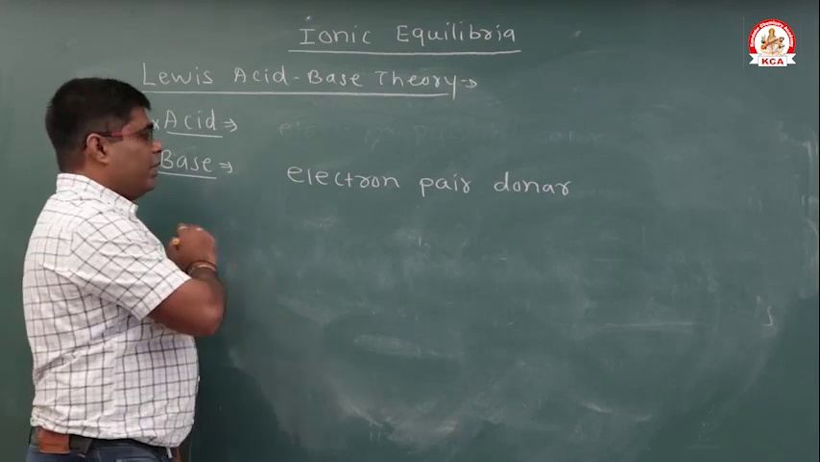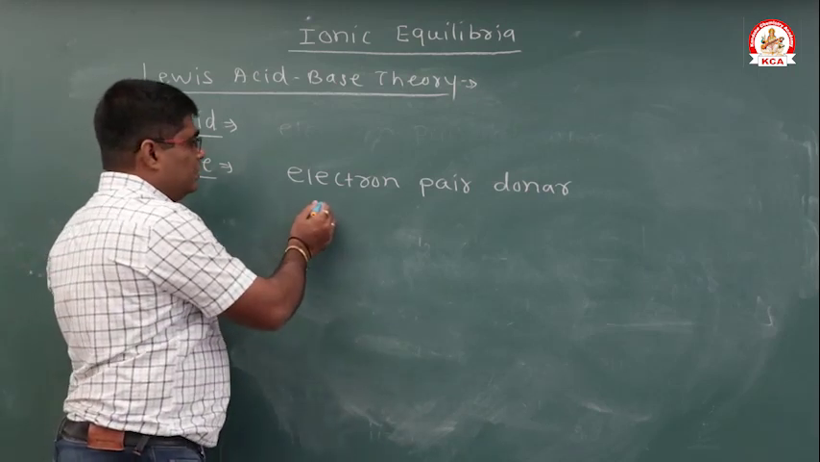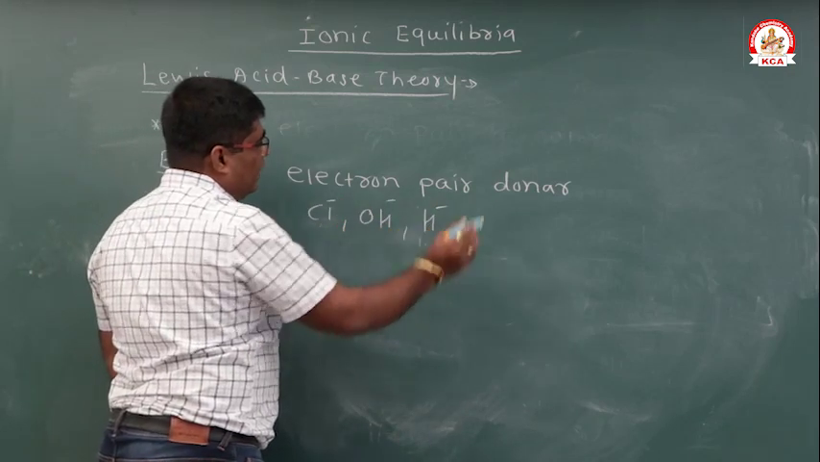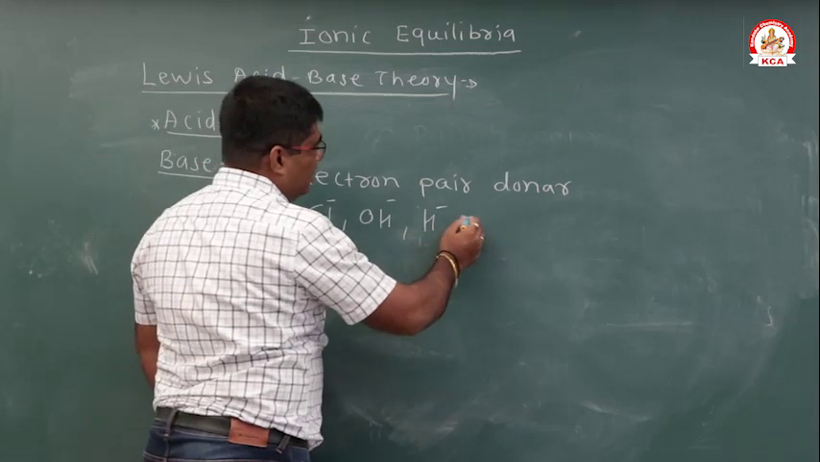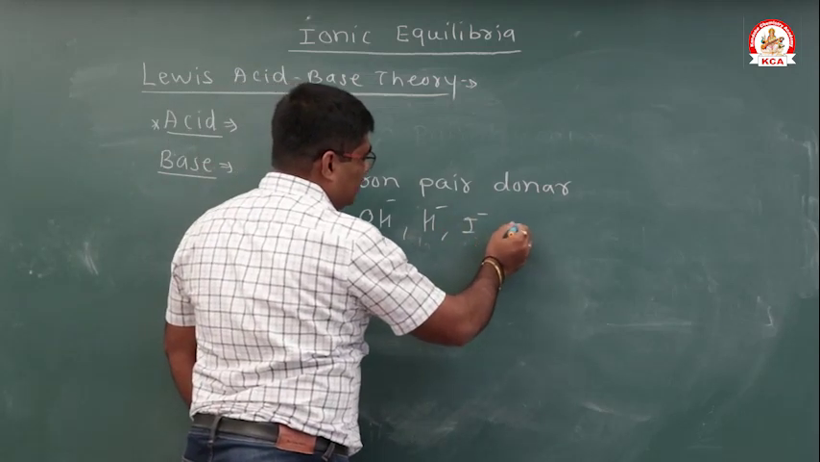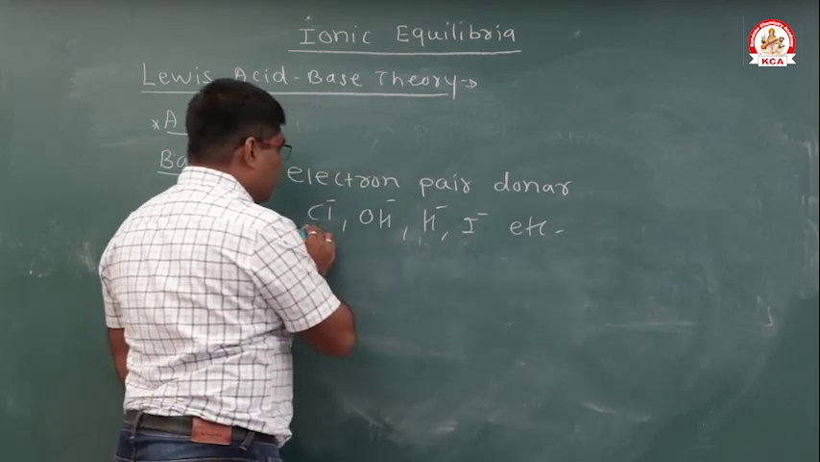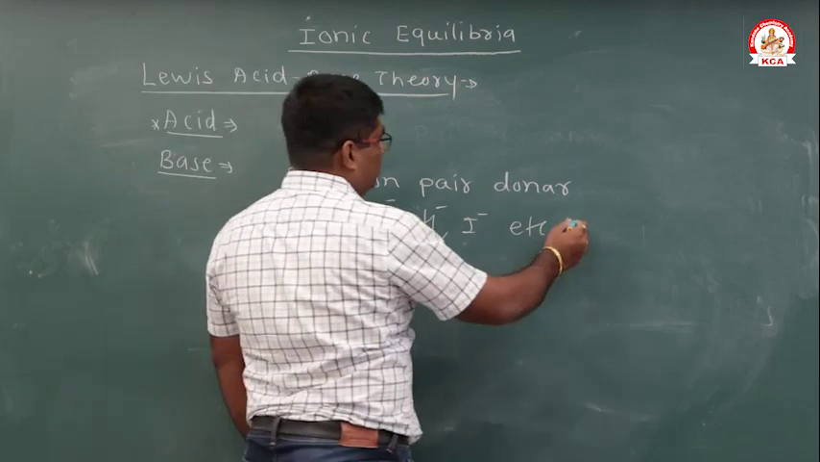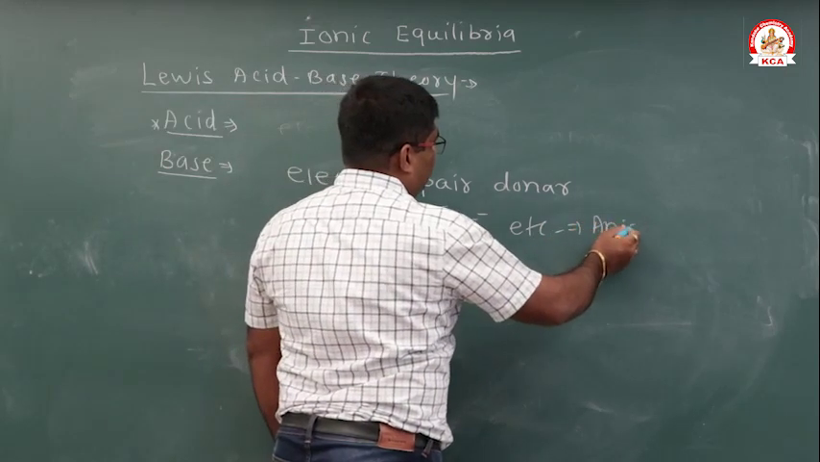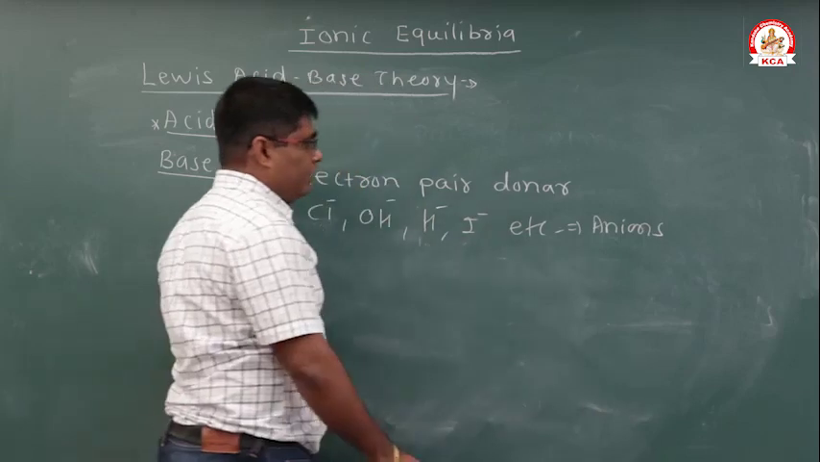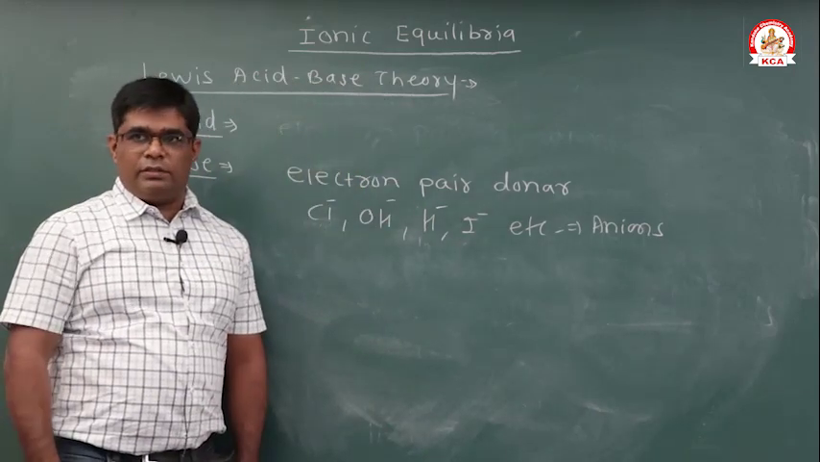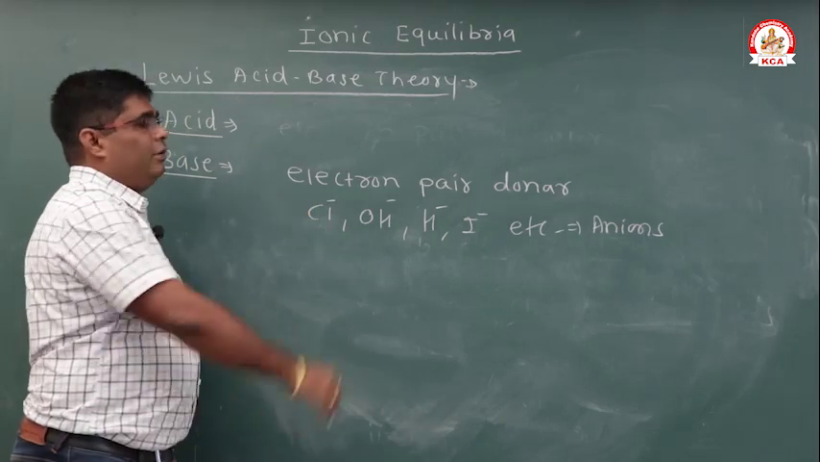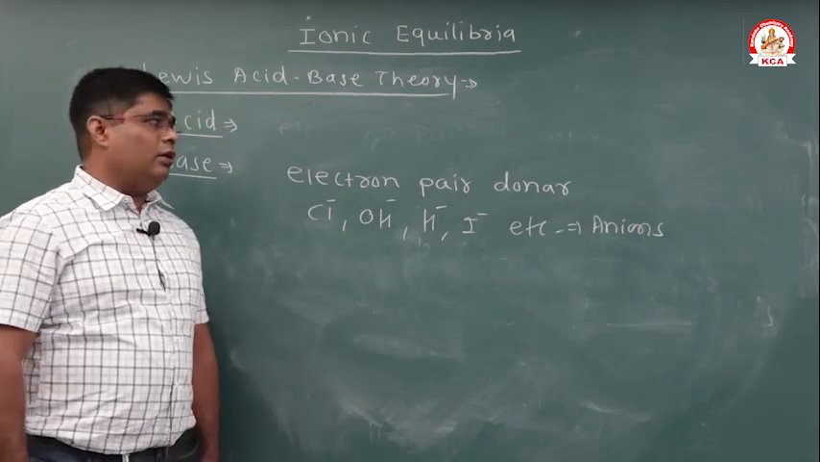Lewis bases, for example, when we consider the Cl minus ion, OH minus ion, hydride ion, then I minus ion. So these are the substances which are electron rich and are also called Lewis bases. So remember, all anions act as Lewis bases, or anions are Lewis bases. Why are anions Lewis bases? Because these anions have the ability to donate the electron pair.